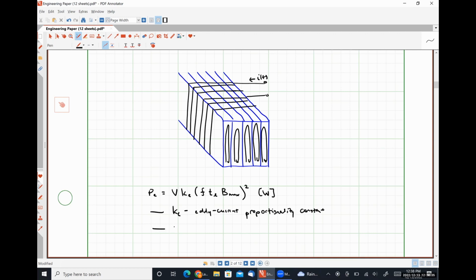And TL is our lamination thickness. So from this equation, actually, we can see that the thinner that we cut our laminations, the lower the eddy current losses will be. So we want as thin of a plate as we can achieve and as many stacks as possible effectively in order to lower our eddy current losses. All right.